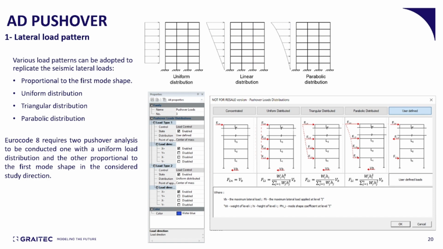Normally, the Eurocode suggests to do two pushover analyses, one with a uniform load and one that is proportional to the first mode shape. However, in the demonstration later on, we will do one pushover analysis to show you how it is established in advanced design and run properly.